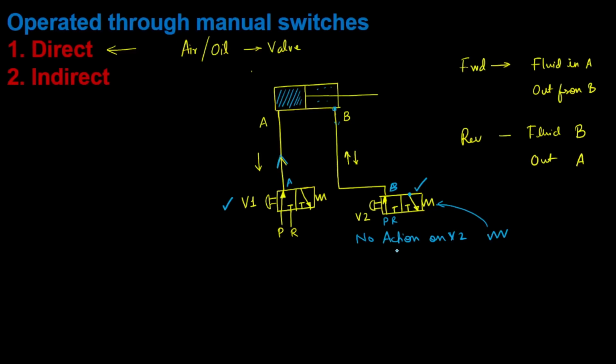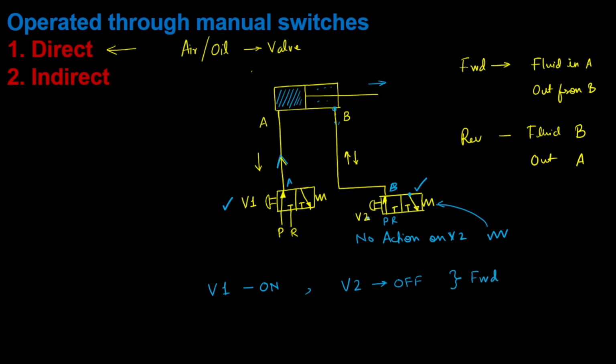So in this particular circuit, what we can see, when we operate V1, V2 should not be operated, and then in that condition it will move forward. So V1 should be operated or should be on by a hand press, and V2 should be off. We should not do anything to this valve V2. Then in that condition it will move to forward condition. Fine.